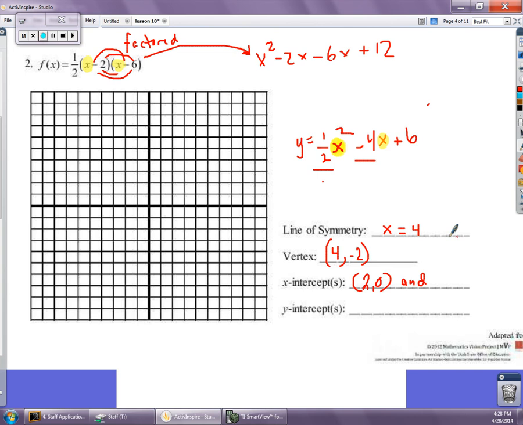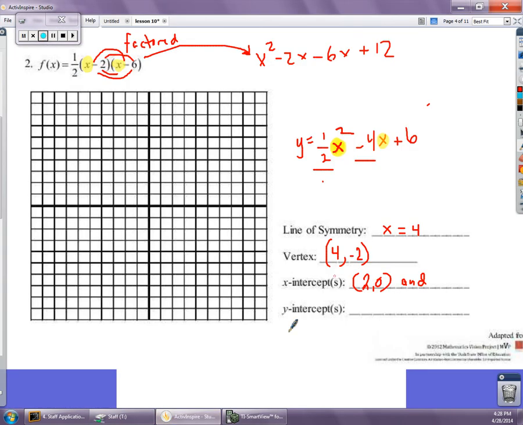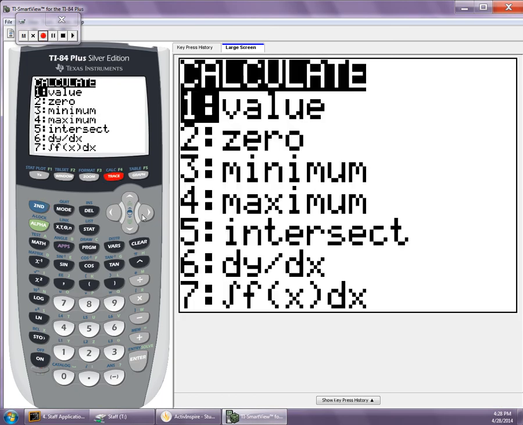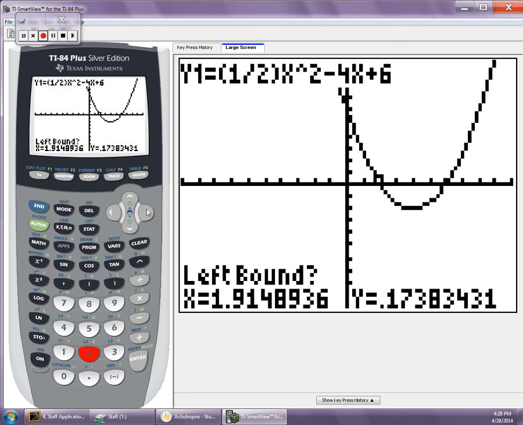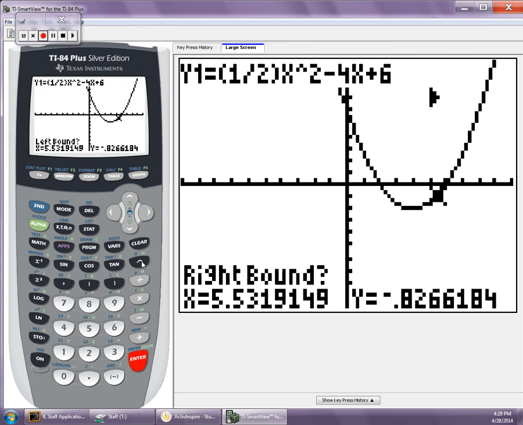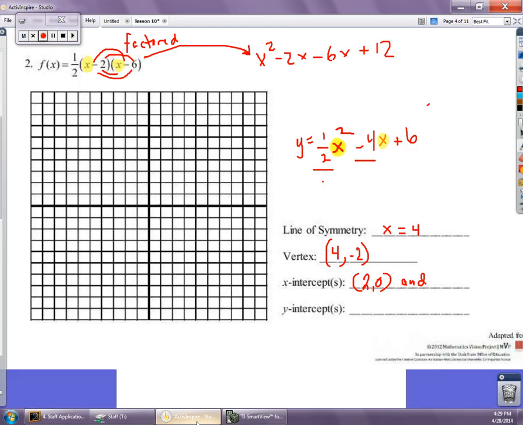The other x-intercept, I'm going to do exactly what I just did, except I'm going to go to the other one. So left bound is going to be to the left of the x-intercept. Right bound is going to be to the right. And then guess, just click enter. And the other zero is at 6, comma 0.